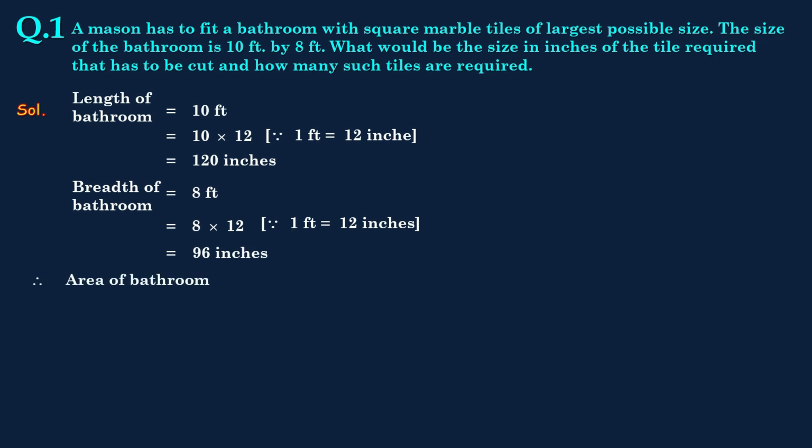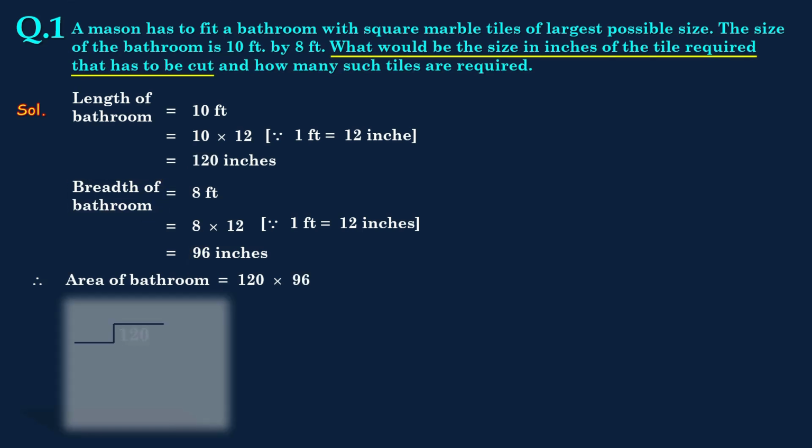So now the area, because here we have to fit the marble tiles in the floor, right? So that means we have to consider the area of the bathroom. Okay. Because that area should be divided into different marble tiles, right? So now the area of the bathroom is the length into breadth. So 120 into 96. Now here the total area is 120 into 96.